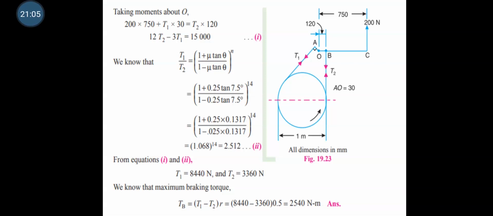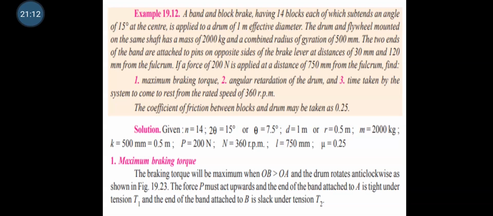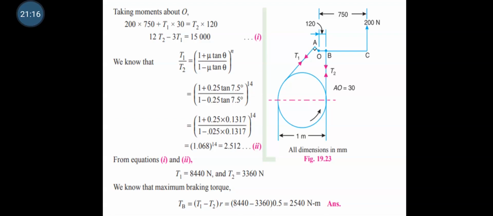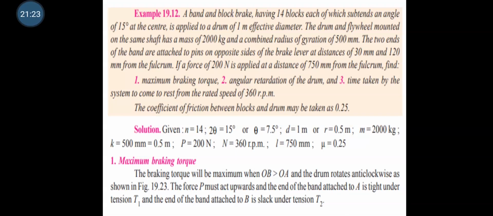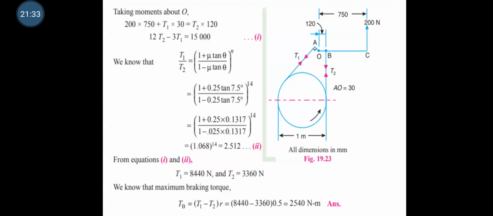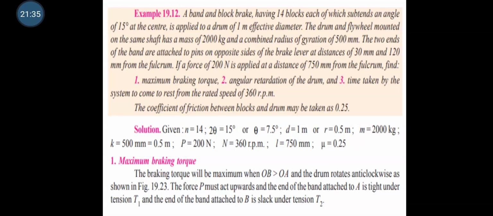See the diagram here, OA and OB. So OB is greater than OA, 120 is greater than OA. So the braking torque will be maximum when OB is greater than OA, and then the drum rotates anti-clockwise as shown in the figure. The arrow mark shows the anti-clockwise direction.